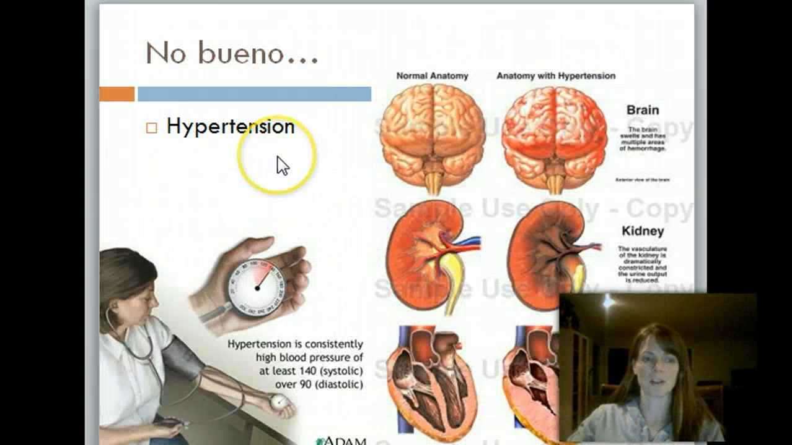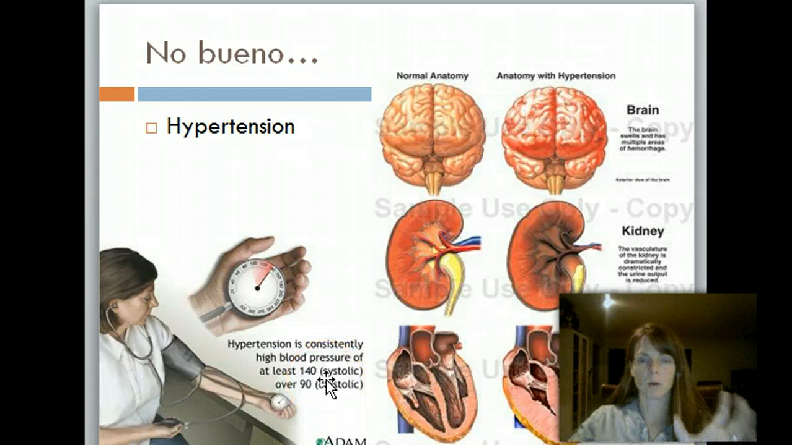All right, let's talk about some of those unfortunate diseases. Hypertension is high blood pressure. So remember, I told you typically anything over 120. They're saying 140 over 90. So if you're over 120, I'd start to look at it. If you're over 140, you really need to get that checked out.